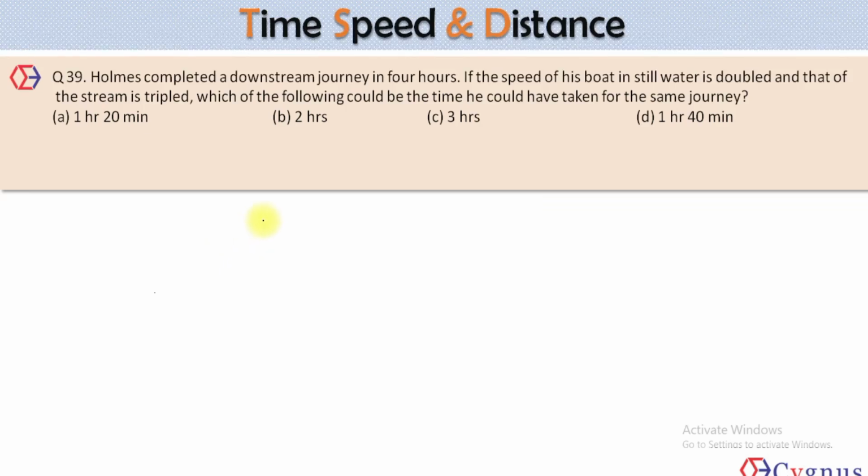Holmes completed downstream journey in 4 hours. If the speed of his boat in still water is double and stream is triple, then which of the following could be the time he could have taken for the same journey? Let's say speeds are u and v. So downstream journey, if the distance is d, I should write d by u plus v. This is given equal to 4. If the speed of his boat in still water is double, that means you're going to make it 2u. And stream will become triple, that means 3v.